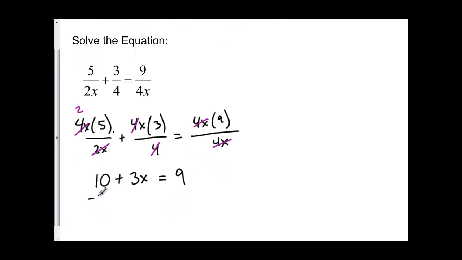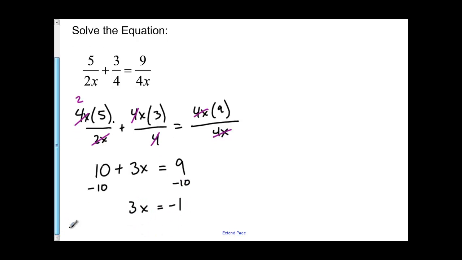Now I just need to solve for x, so I'm going to subtract 10 from both sides. I'm going to get 3x equals negative 1. Then I'm going to divide by 3, and I get x equals negative 1/3.